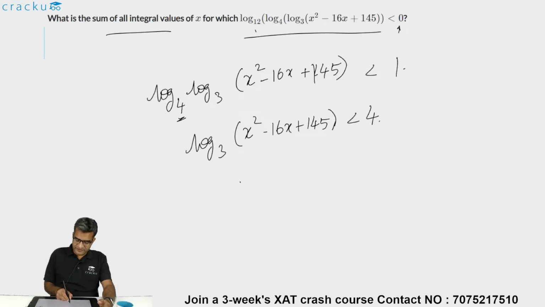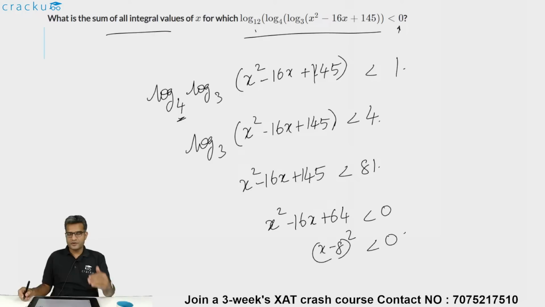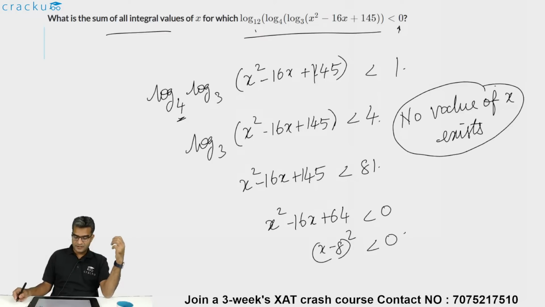Again, if you are removing the logarithm, it will be x squared minus 16x plus 145 is less than 3 to the power 4, which is 81. This would imply that x squared minus 16x plus 64 is less than 0. Or this is x minus 8 whole square is less than 0. Now, if x minus 8 whole square is less than 0, this is a perfect square. No perfect square is actually less than 0. This would imply that no value of x exists. Therefore, the sum of all the integral values of x for which this inequality is true is 0. Let us look at the next question.